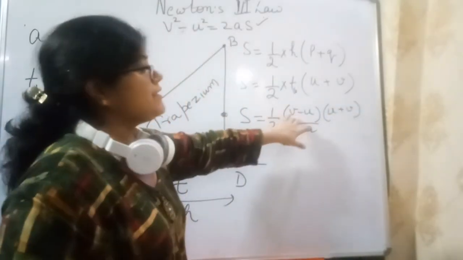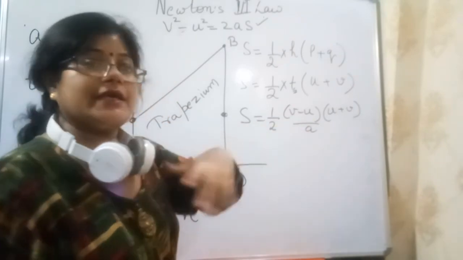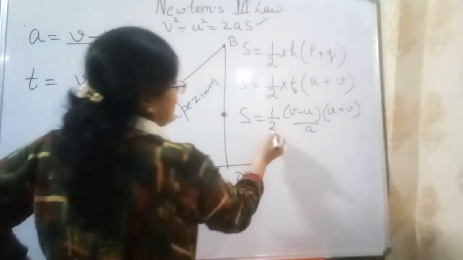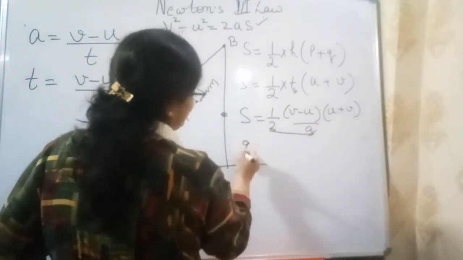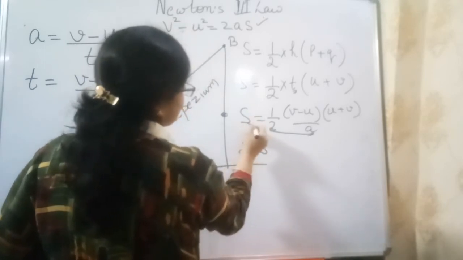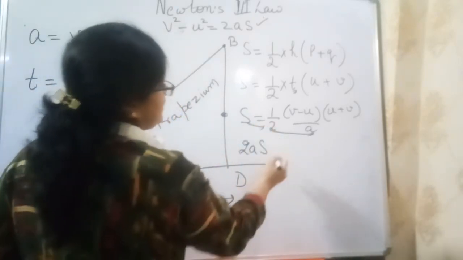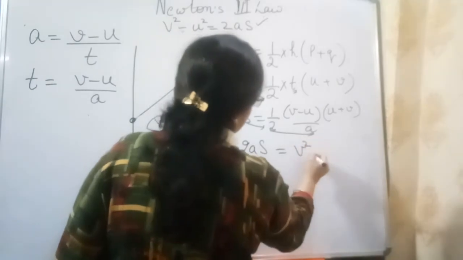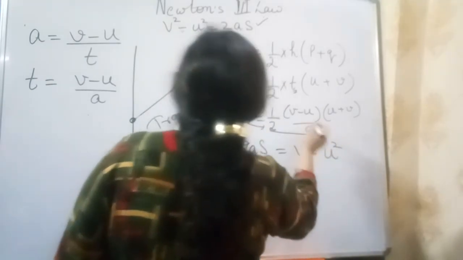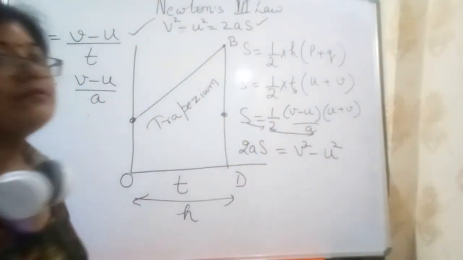That is A minus B, A plus B. That means A square minus B square, and it is 2A. The 2A goes to the left side as 2AS when we cross multiply it. And here we have V square minus U square. We have now the equation.